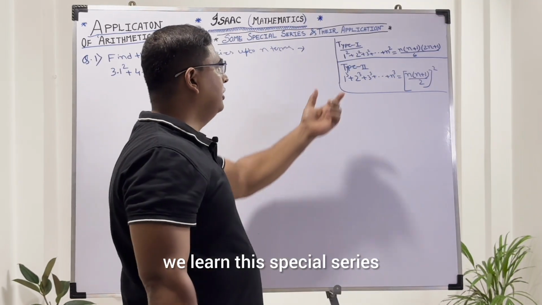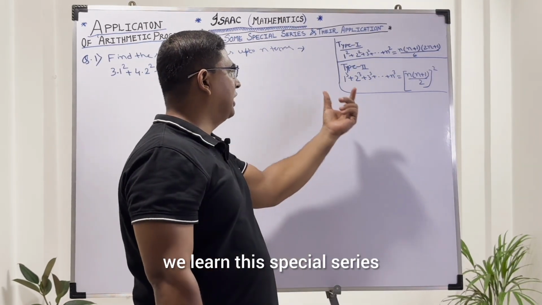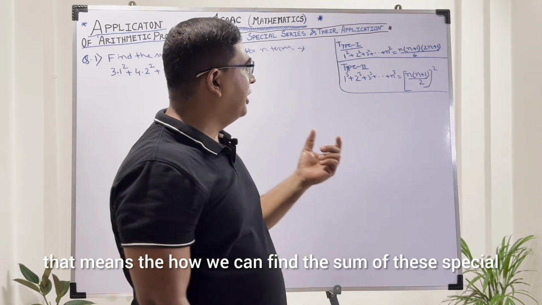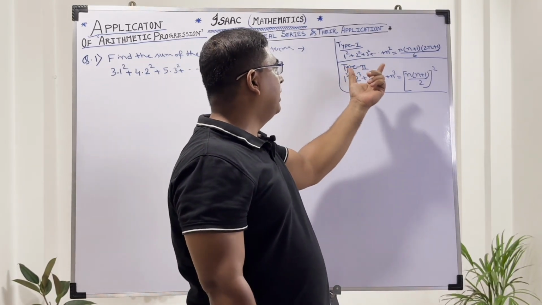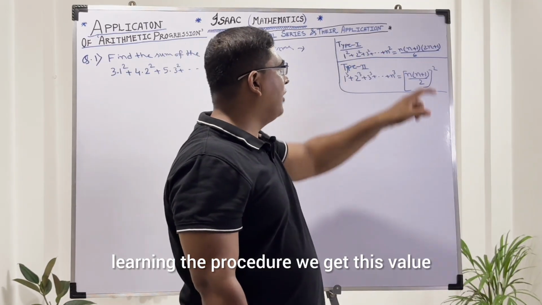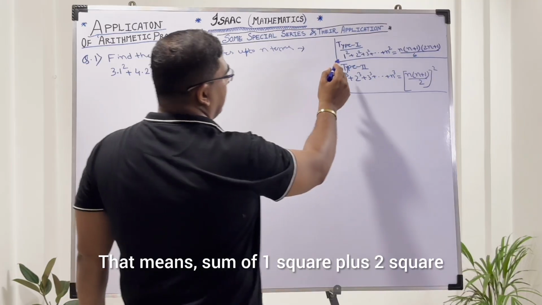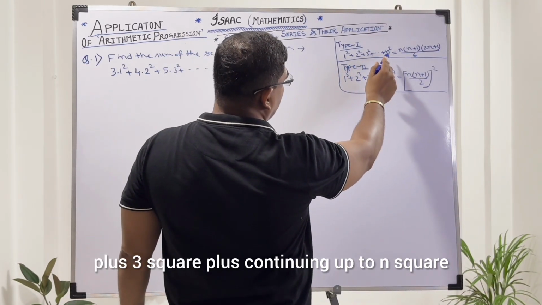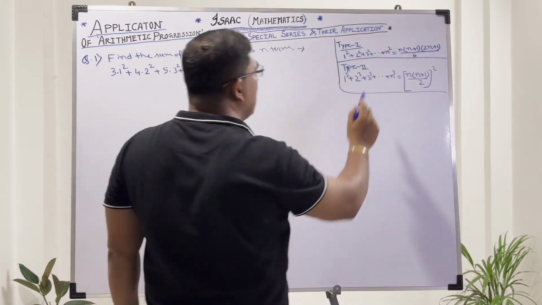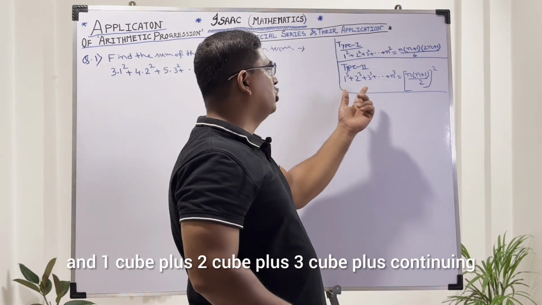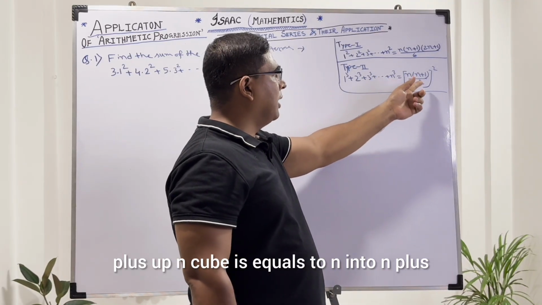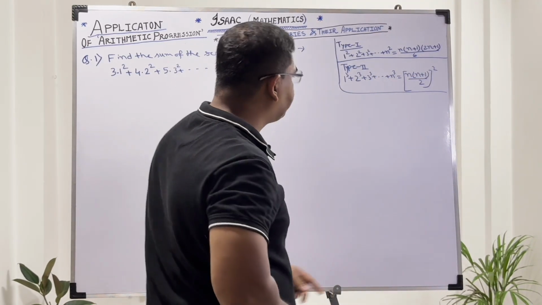So we learn this special series. That means how we can find the sum of the special series, and after learning the procedure we get this value. The sum of 1 square plus 2 square plus 3 square plus continuing up to n square is n into n plus 1 whole into 2n plus 1 whole divided by 6, and 1 cube plus 2 cube plus 3 cube plus continuing up to n cube is equal to n into n plus 1 whole divided by 2 whole square. Okay.